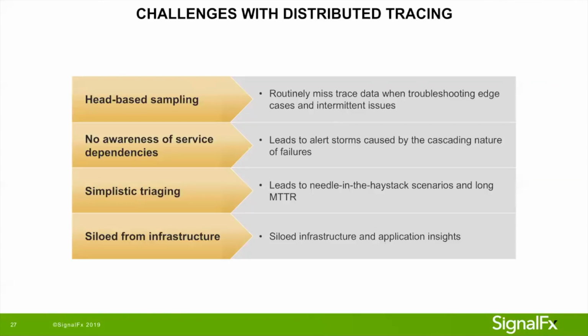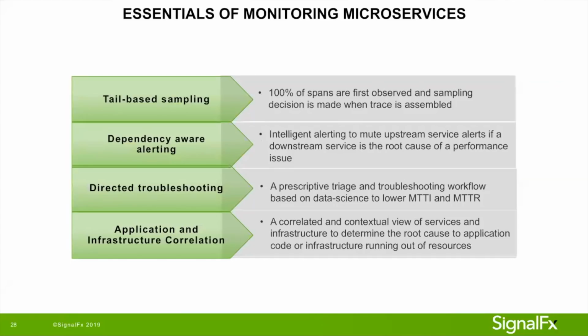Finally, a distributed system that is siloed from the rest of your application and infrastructure monitoring will be limiting your insights and root cause investigation. So what does good look like? What are the key contributors to an observability strategy that deliver compound value for your organization?